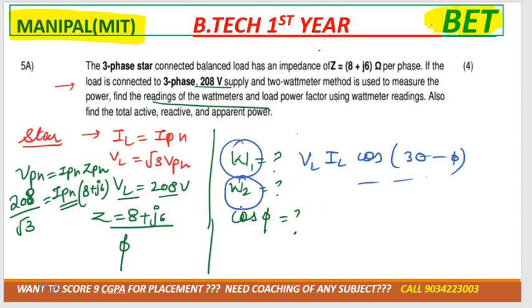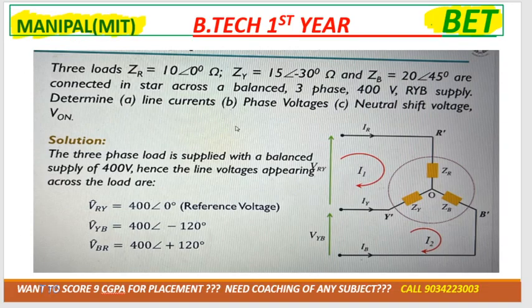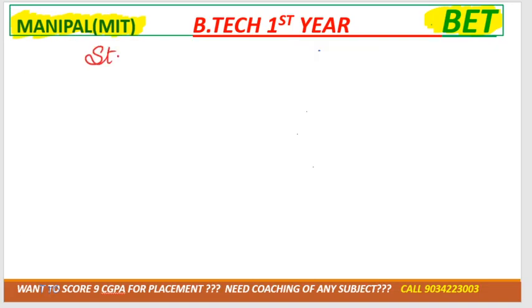After getting the values for W1 and W2, we can get P. We can get cos phi. Okay, and after getting cos phi, we can get active power, reactive power, and apparent power. You just need to write down the formulas, right? Clear? Okay, now see, this is the question of star unbalanced.